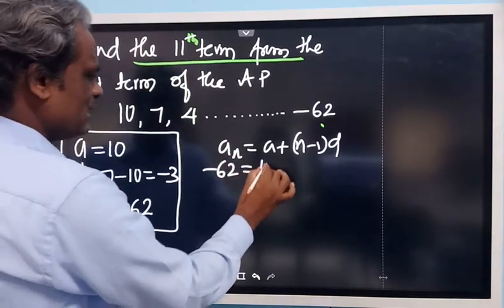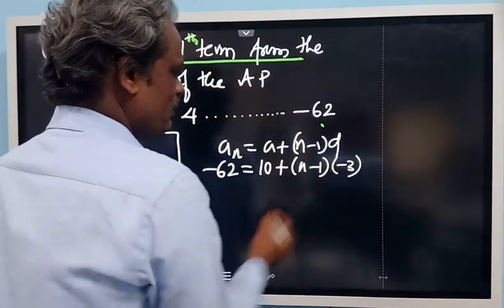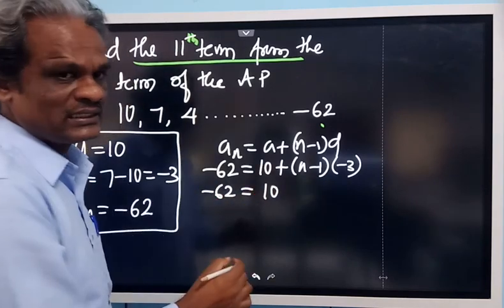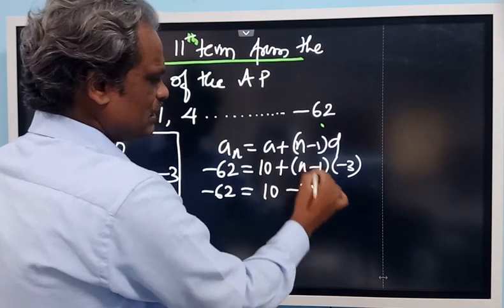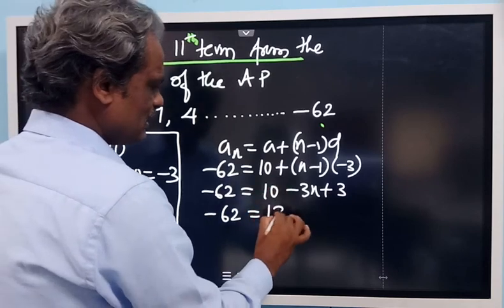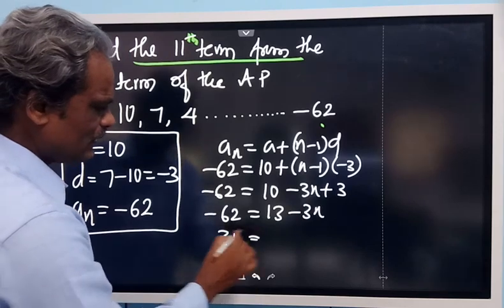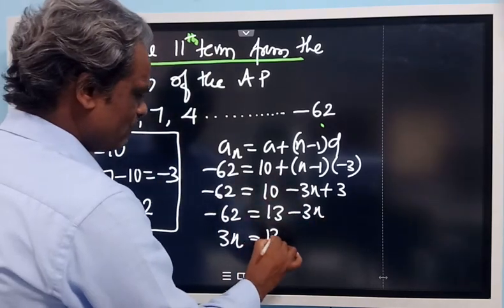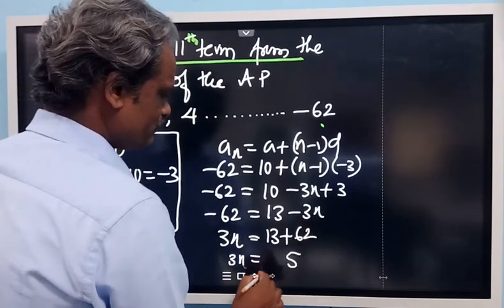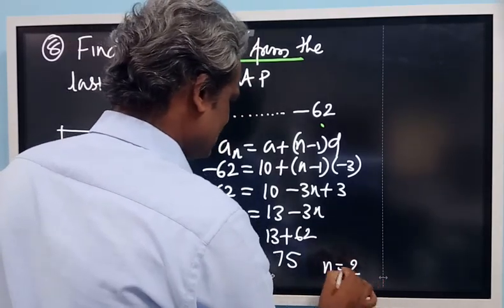The value of a is 10, plus (n - 1) times d, where d is minus 3. Let us write inside the bracket. So minus 62 is equal to 10, multiply minus 3 inside: minus 3n, then this becomes plus 3. So minus 62 is equal to 10 plus 3, that is 13, minus 3n. Now what do you do? Transfer 3n to the left side and 62 to the right side. Then it becomes 13 plus 62, so 3n is equal to 75. Therefore n is equal to 25, since 3 fives are 15 and 3 twos are 6.